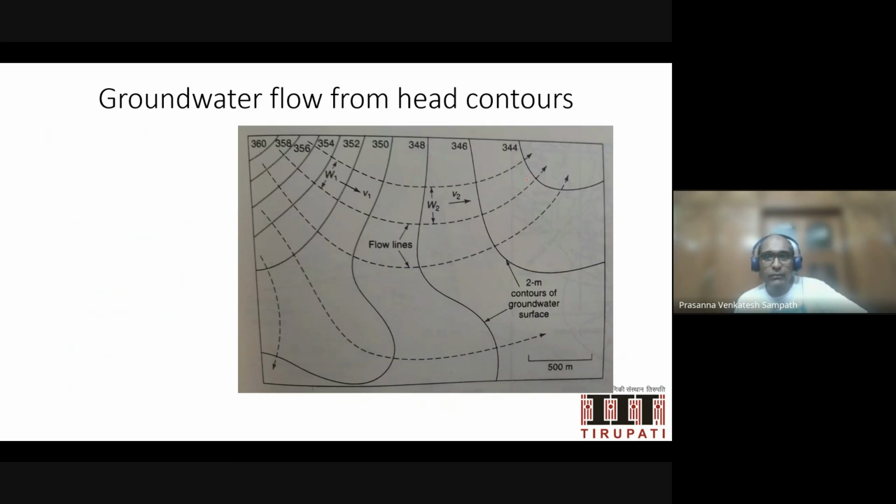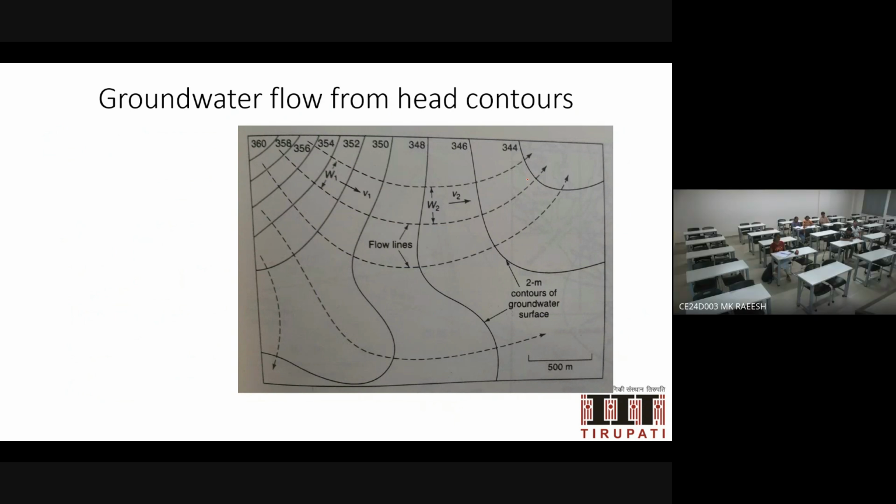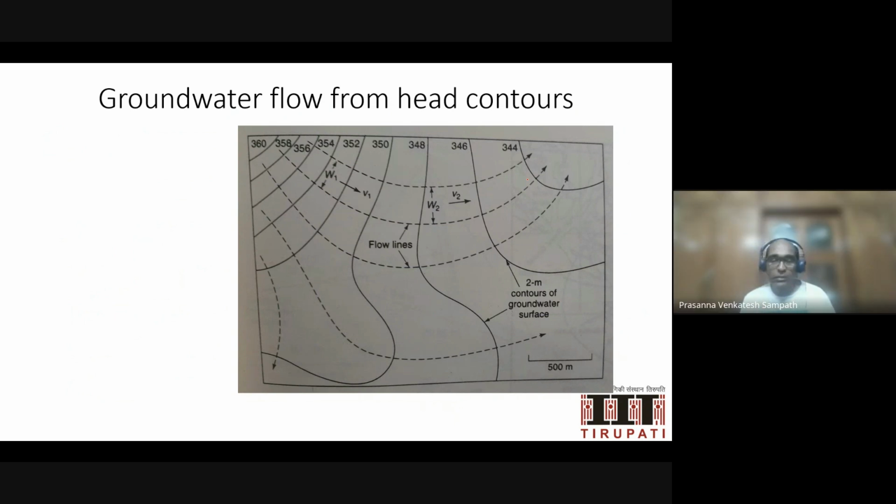complicated. Now take a look at this, for example. You see some numbers there, 360, 358, 356, 354. All of those are basically 2-meter contours of the groundwater surface, right? When I say 2-meter contours, that means the difference between any two successive contours is 2 meters. So I have a 350-meter contour and a 348-meter contour. Now the distance between the 350 and 348-meter contour need not be the same as the distance between the 348 and 346-meter contour.